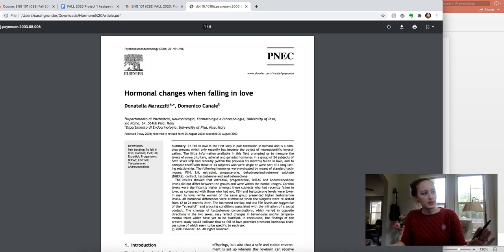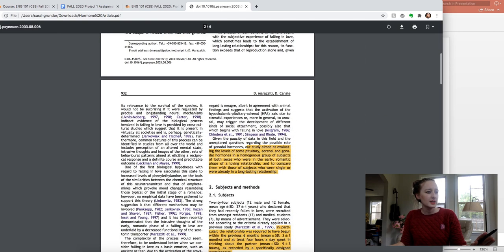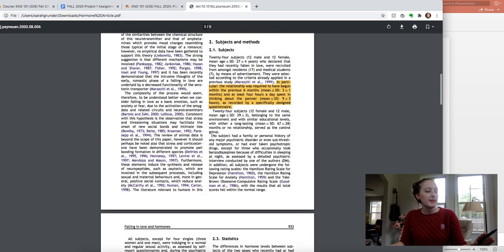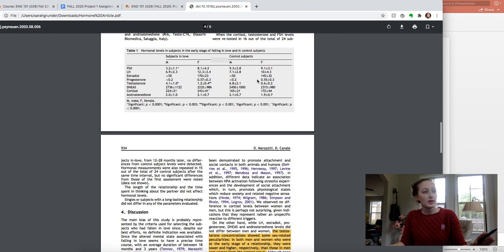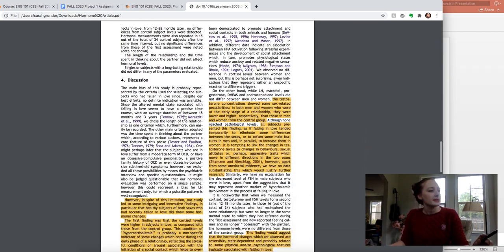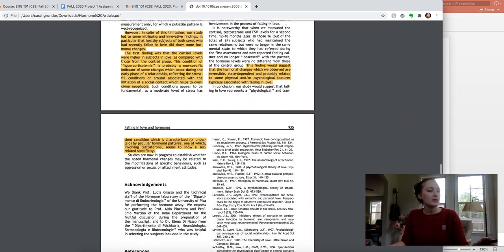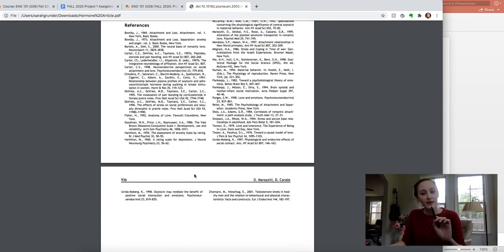They're going to look different than your popular sources because they are for other scientists. So here's the hormone one. You have a summary. Look at the title. We have multiple researchers, introduction, subjects and methods, statistics, results, chart. You would not see a chart like this in a popular article because I don't know what that means. And then you have discussion where they're looking at these results, acknowledgments, and look at all these references.